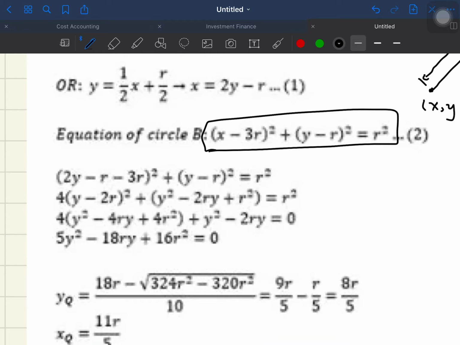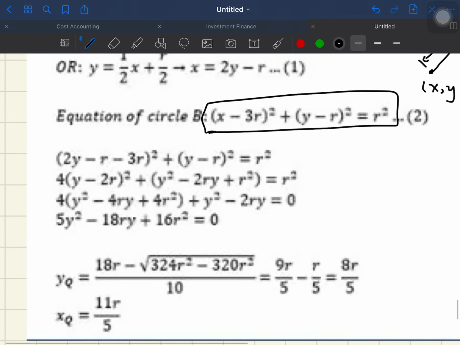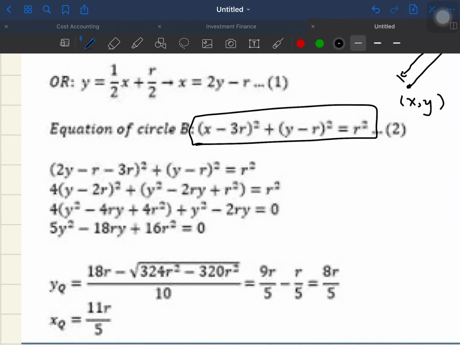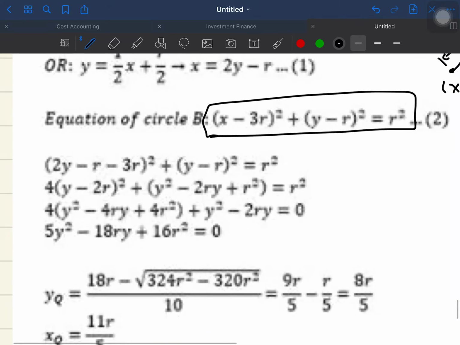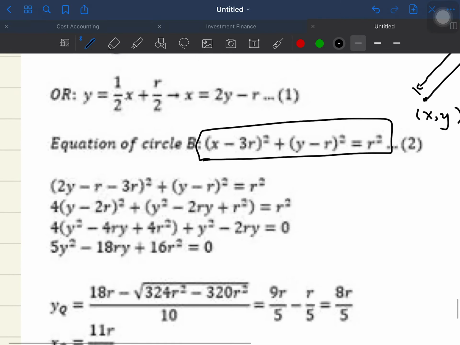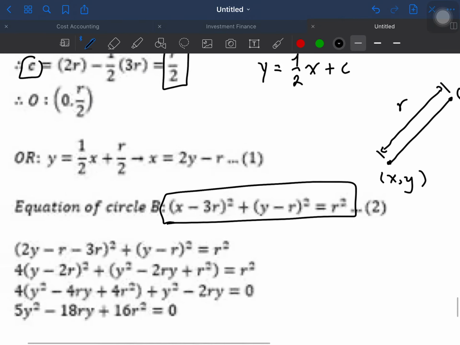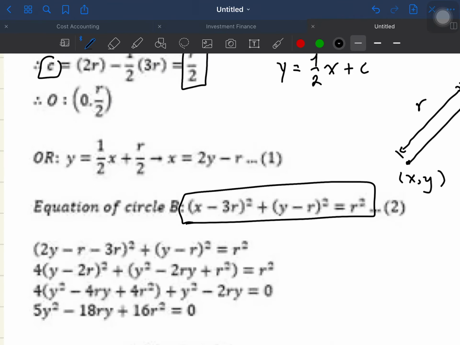5y squared minus 18ry plus 16r equals 0, I mean r squared. And then, so actually we do have x here. So notice that I have substituted the x in terms of y from the equation of straight line OR, which is this one.